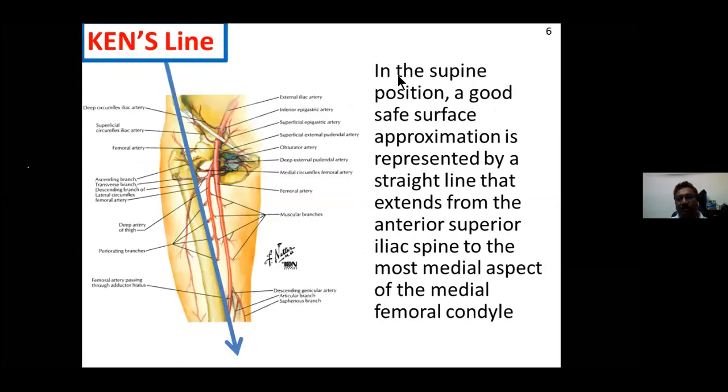This is the supine position. In the supine position, a good safe surface approximation is represented by a straight line drawn from the anterior superior iliac spine to the medial margin of the medial condyle, and this is called the King's line. It represents the safe zone. You see the vascular vessels medial to the King's line.